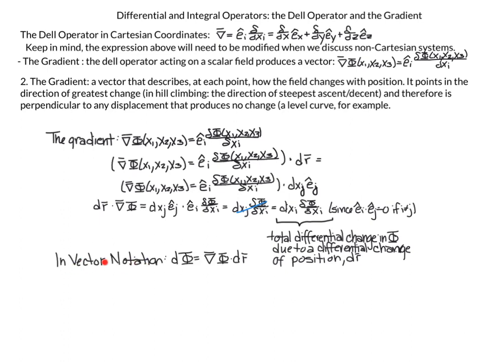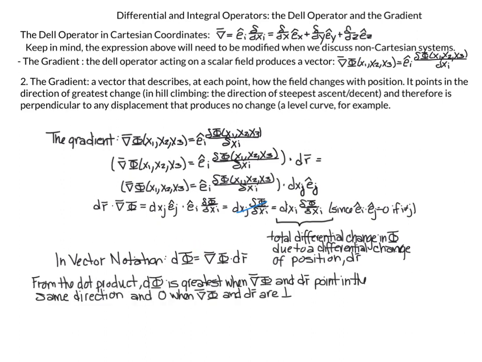It might be easier to see this in vector notation. So when we expand this out, this here becomes d phi. So the change in phi is equal to our gradient vector dot dr, our little change in position. Looking at this vector notation, this talks about the change in phi. And what it says is it's a dot product.